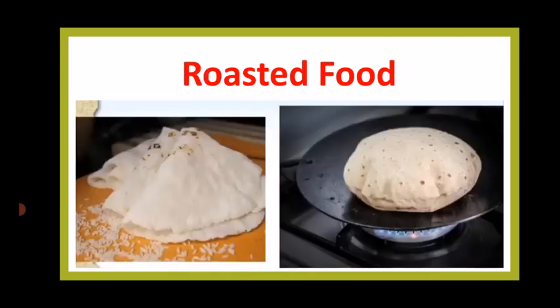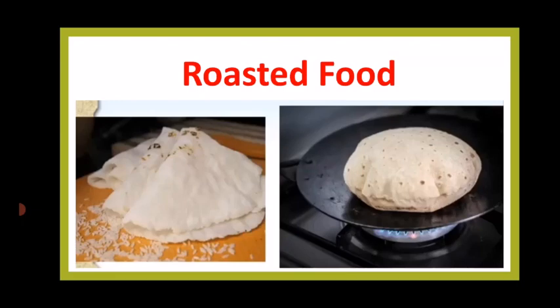Look, you can even roast the food. So here you can see two different kind of rotis. So one is rice roti and the other one is wheat roti. So rice roti we call it as bhakri and wheat roti we call it as chapati. So what is this method of making food called, children? It is called as roasting.